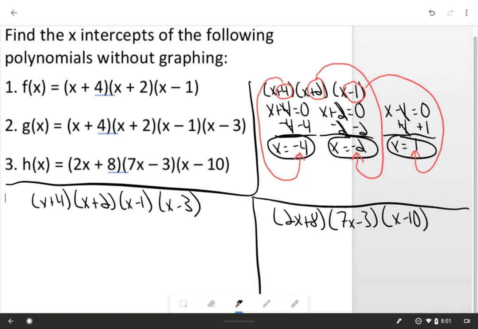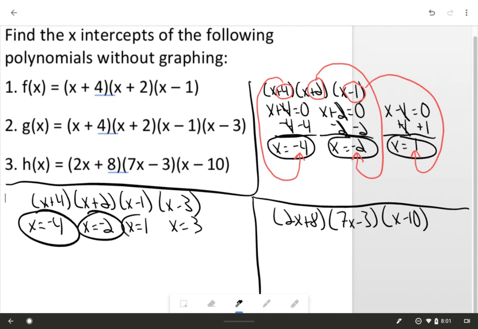So on number 2, I don't have to go through the process of solving. I could say x plus 4, I can switch that to negative 4 and say x equals negative 4. I can switch plus 2 to minus 2 and say x equals negative 2. I can switch minus 1 in x minus 1 to 1 and say x equals 1, and then x equals, change minus 3 to positive 3. And right there, in 10 seconds, I have my 4 x-intercepts from my 4 factors.